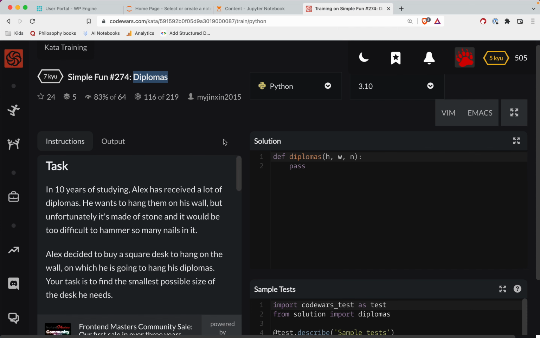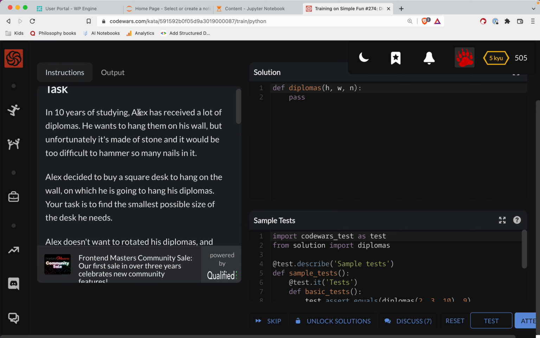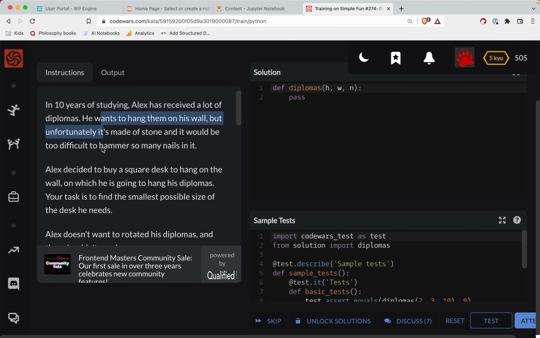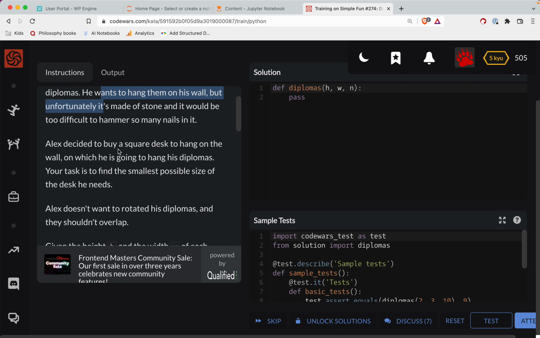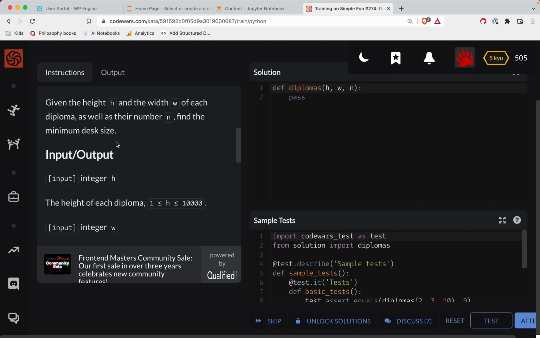All right, so in this challenge, we have somebody who has a lot of diplomas. He wants to hang them on a wall. Unfortunately, it's made of stone. It'd be too difficult to hammer as many nails in. So anyways, this is like War and Peace, to get down to the point.